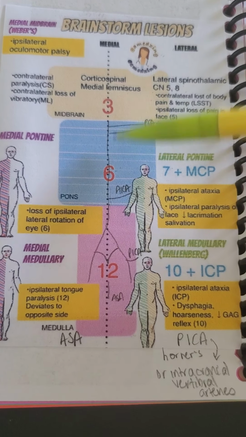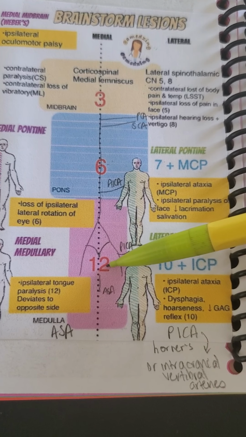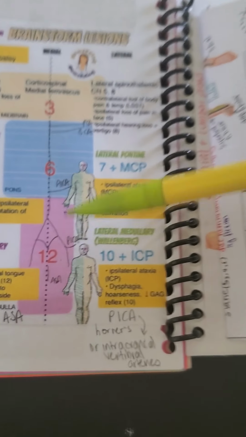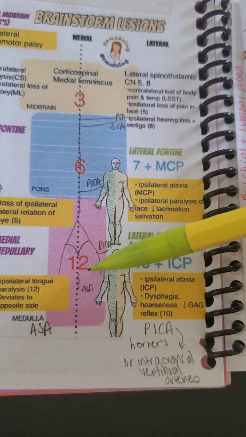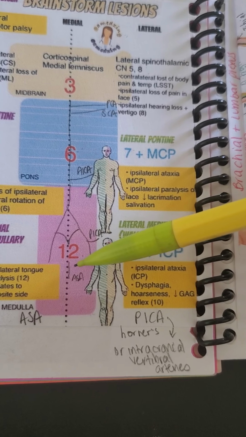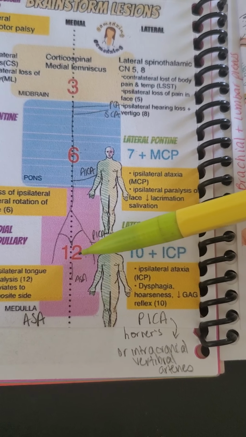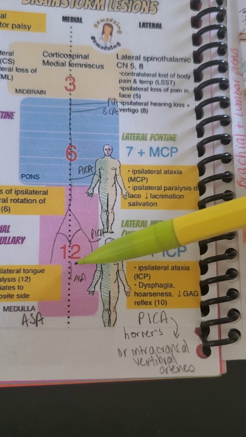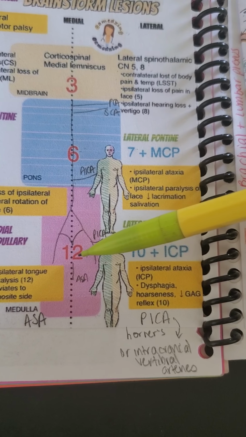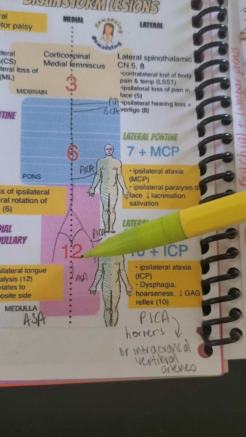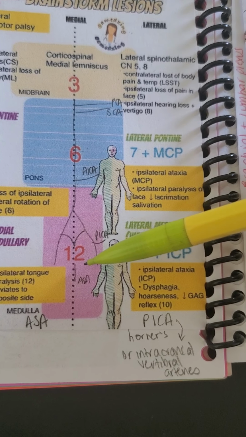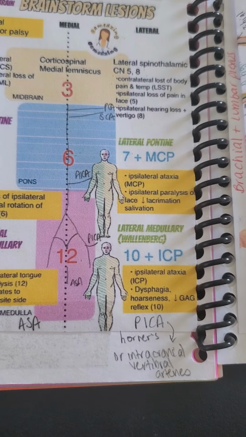So if there is involvement of 12, which is the hypoglossal nerve, we know that the patient is going to have ipsilateral tongue paralysis. So if we ask the patient to protrude their tongue outwards, the tongue is going to move to the affected side, because the side that is weak is too weak, so the opposite side pushes the tongue toward the weak side. I hope I explained that right.